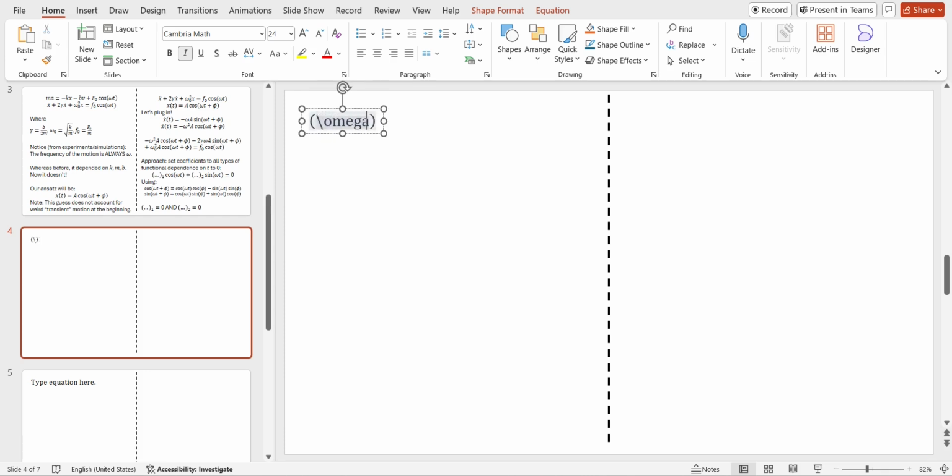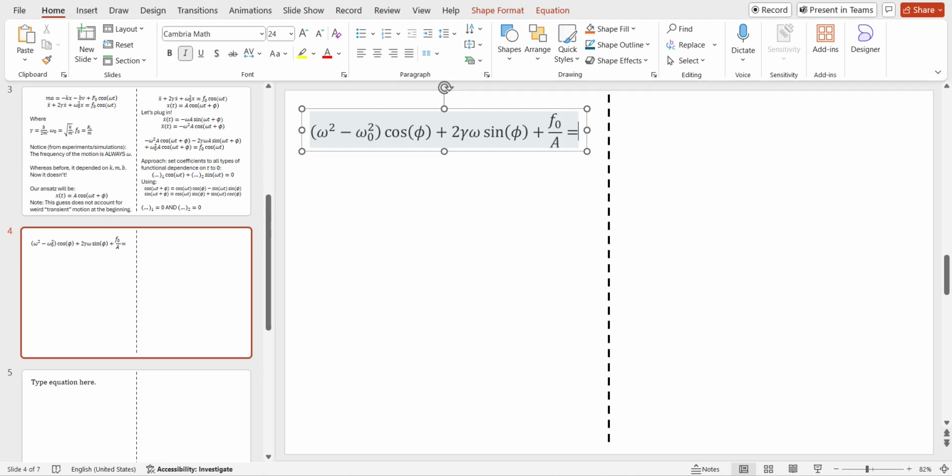omega squared minus omega naught squared, times cosine phi, plus 2 gamma omega sine of phi, and I'll put parentheses here as well, just for consistency. Plus f naught over a equals 0. That's one equation.